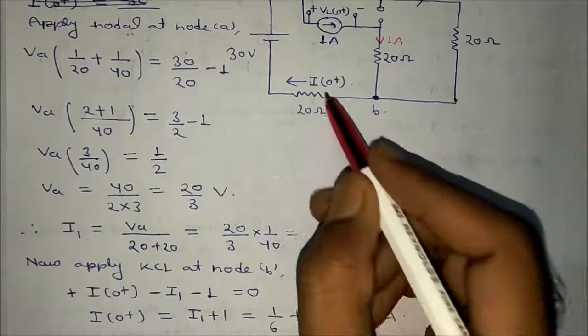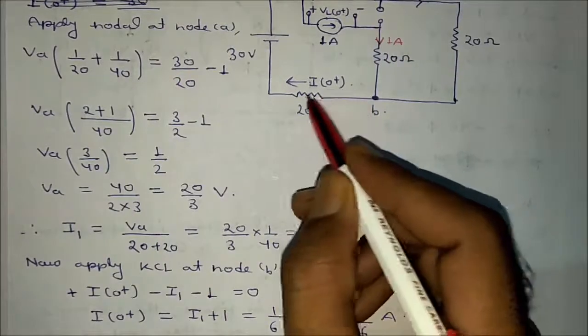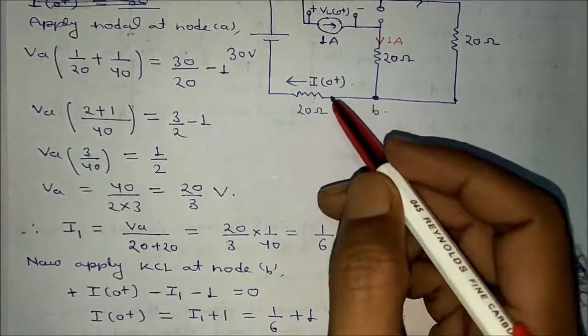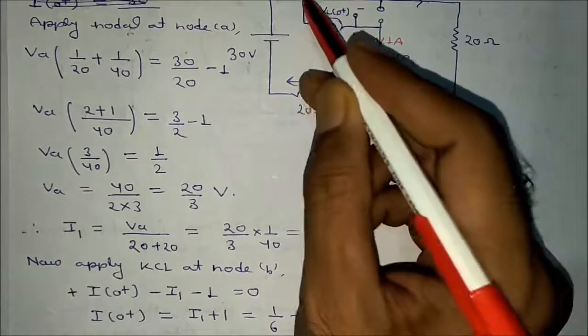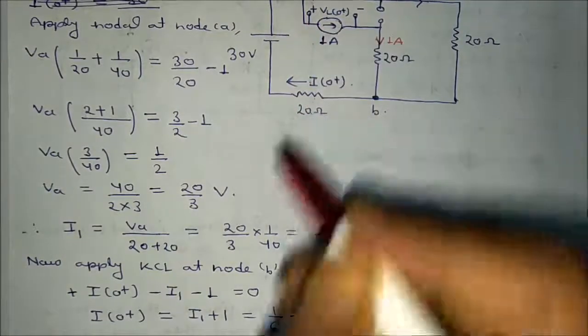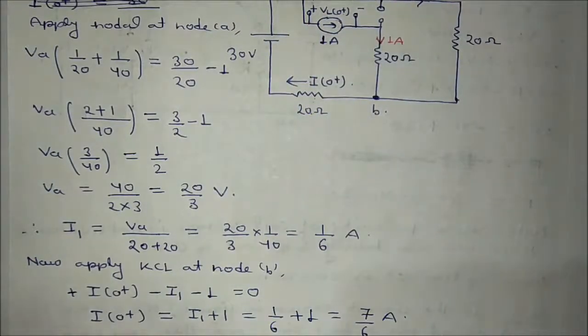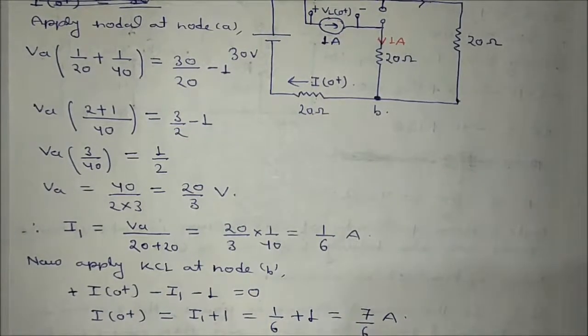It is asking about I0 plus. So I0 plus, you can directly write what the value will be: 30 minus VA divided by 20. If you calculate, you will get 7 by 6 ampere.